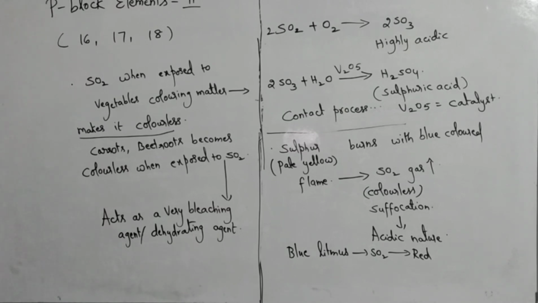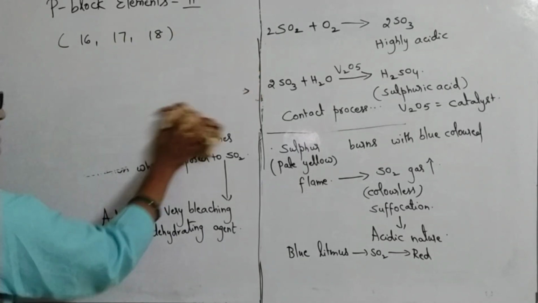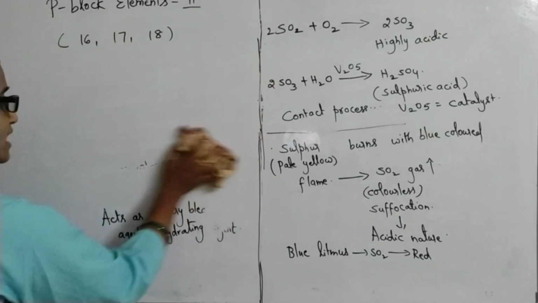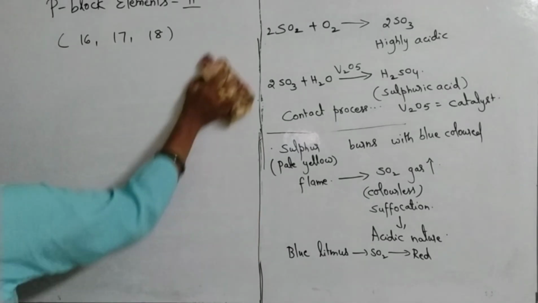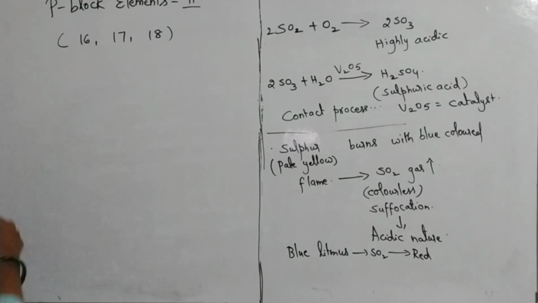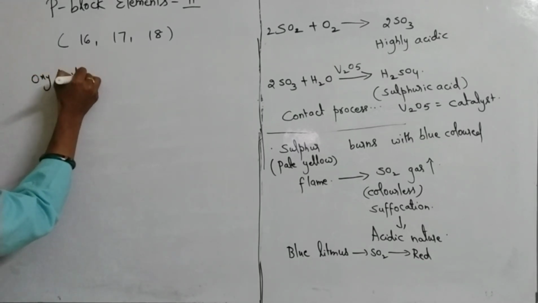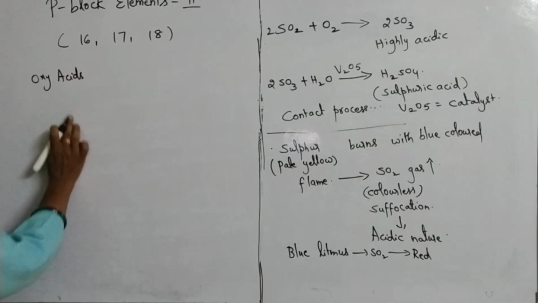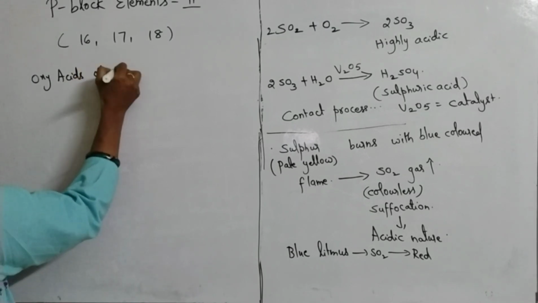So like this you will get certain compounds of sulfur. Here I told you about sulfuric acid, but not only sulfuric acid, there are many oxyacids of sulfur. That is very important regarding sulfur. Please remember this point, oxyacids of sulfur. Please take down this very important question. You will get questions only on this area. Oxyacids of sulfur.